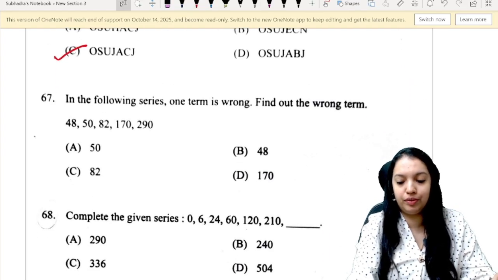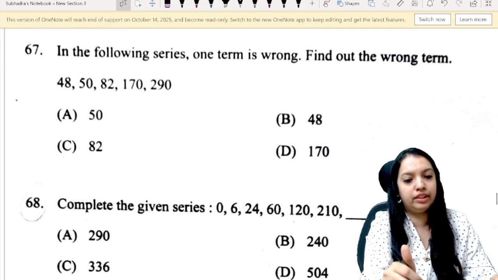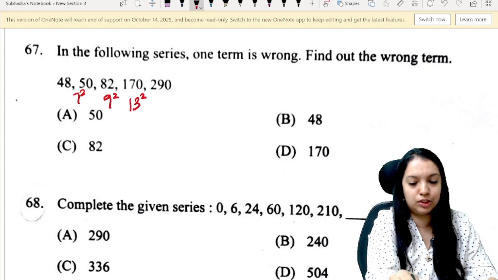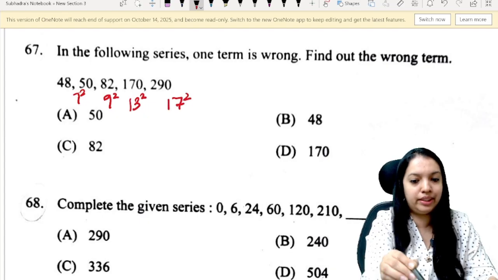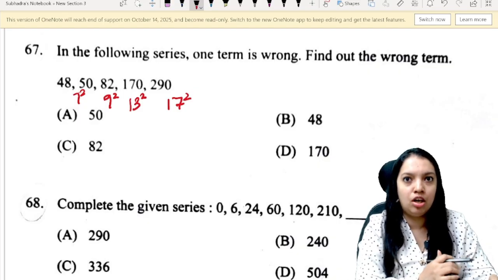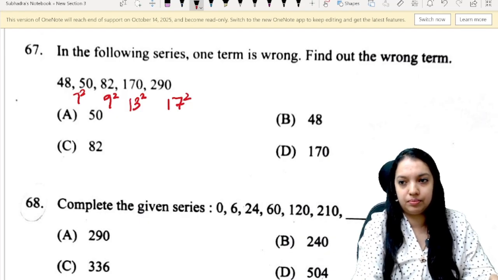Next, which of the following terms is wrong? According to me, the pattern followed here is 7 square plus 1, 9 square plus 1, 13 square, 169, plus 1, and 17 square, 289, plus 1. But 48 is square minus 1. So 48 is the wrong term in this.